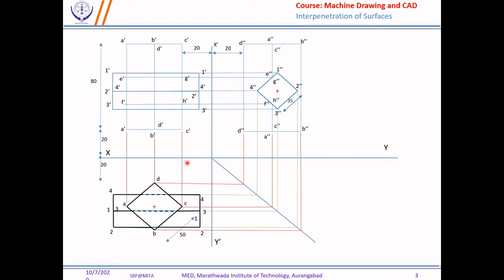Next, mark points E, F, G and H in the side view to get the penetration of this horizontal prism with the vertical lines A dash, C dash and C double dash, as shown in the side view. These points are projected in the front view as E dash, F dash, G dash and H dash, where these points represent the intersecting points with the vertical lines of the vertical prism.